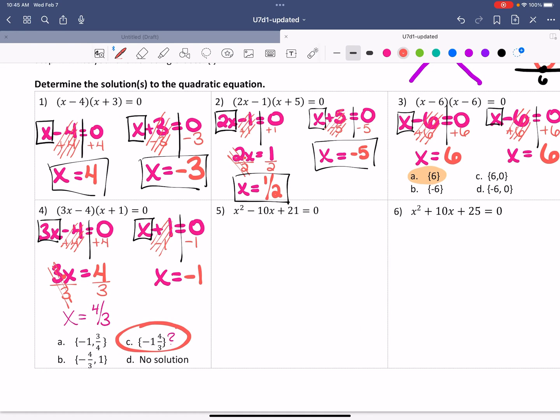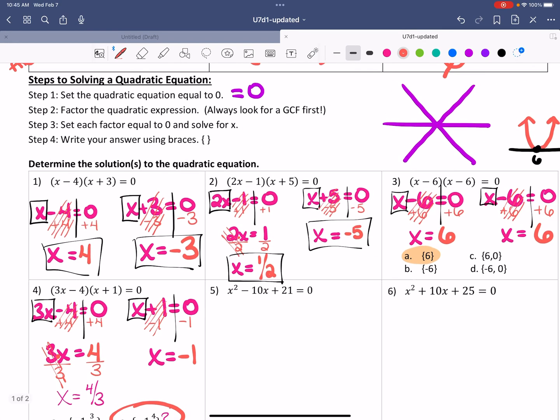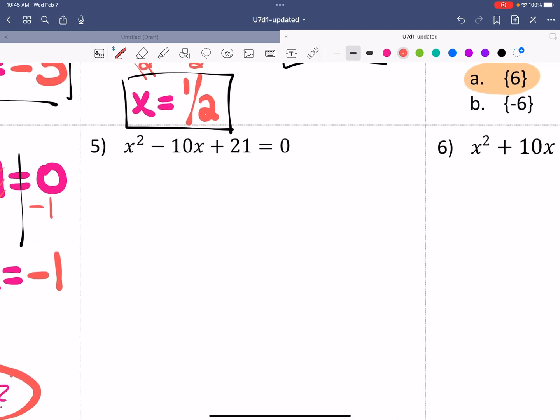All right, now the last two, 5 and 6 here, they are set equal to 0. So step 1 is good. And remember, your list of steps are right here. Step 2, though, says to factor, and you can tell these are not factored because they don't have that parentheses. So when it's not factored, that's when you have to do your snowflake method yourself and then continue on the process. So let's go ahead and do 5.